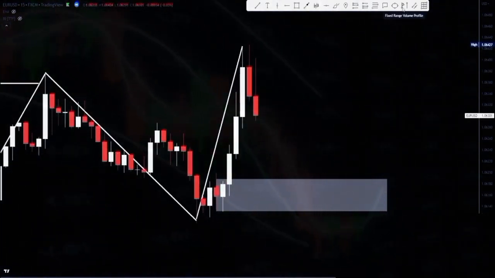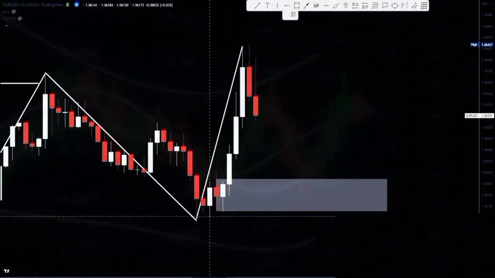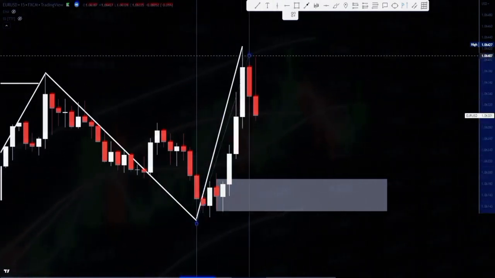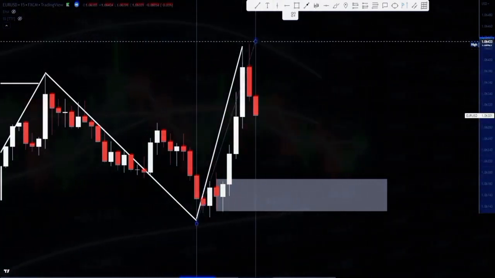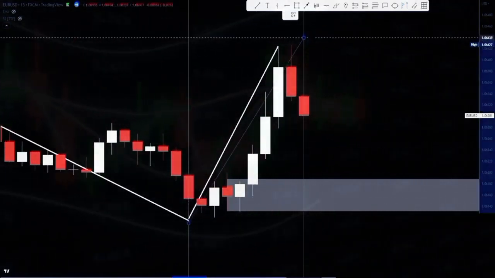Now, in order to add more confirmation and make it systematic and eliminate confusion at the same time, I will take the fixed range volume profile and I will add it from the bottom of this movement that you see of this candlestick until the end of the movement. And I'm going to click.